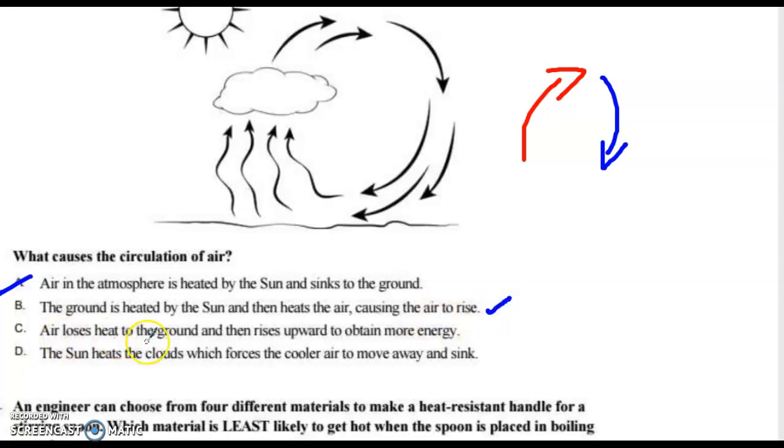Air loses heat to the ground. The sun heats the clouds, which forces cooler air to move away and sink. If you answered that, I get it. If you talk about this, I understand it, but that's not the answer. The sun, that's not what's going on. It's B. The ground is heated. That heats the air up above it, which causes the hot air to rise. If you missed number 5, you are in the company of tons of other children that missed number 5.